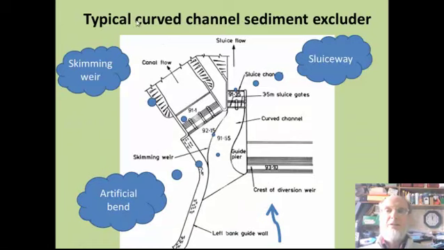Here we have a typical layout of a curved channel sediment excluder, which has a weir to provide some driving head for the sluiceway. The curved channel excluder has a guide pier which creates an artificial bend which encourages the cleaner surface water to go towards the canal and the coarser bed sediment to the inside of the bend where it will go through the sluiceway. We have a skimming weir separating the head regulator from the sluiceway.